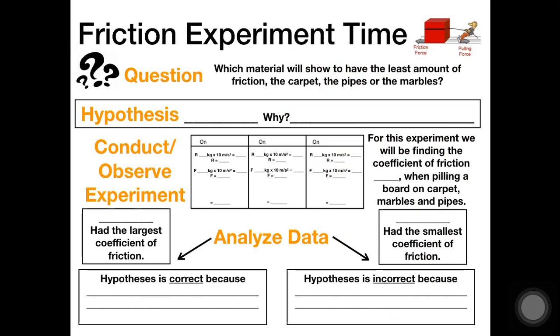Will the carpet have the least amount of friction? Write carpet in beside hypothesis and tell me why. Will the pipes have the least amount of friction? Write pipes in and tell me why. Will the marbles have the least amount of friction? Write marbles in and tell me why. You choose one of those three to put in your hypothesis and your reason why. Then I would like you to move on to the experiment video. So you will need to fill out the top of this page before you do the experiment, where we find out truly which one has the least amount of friction. Once you have that finished, then you can move on to the experiment video.